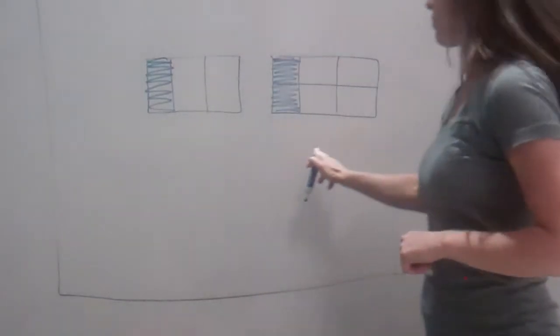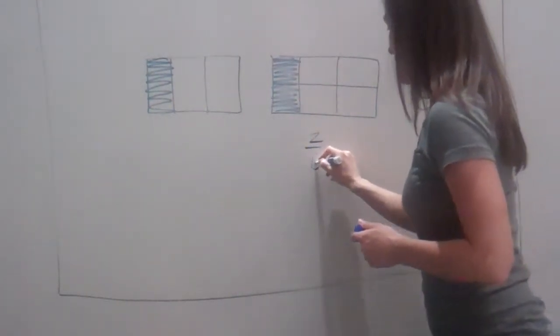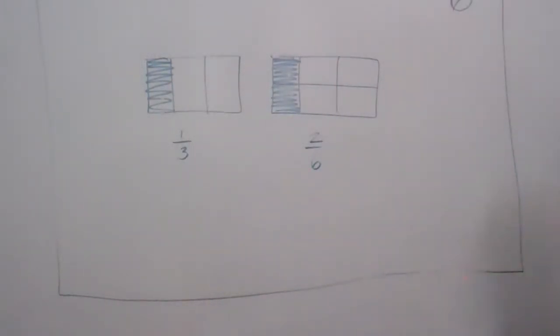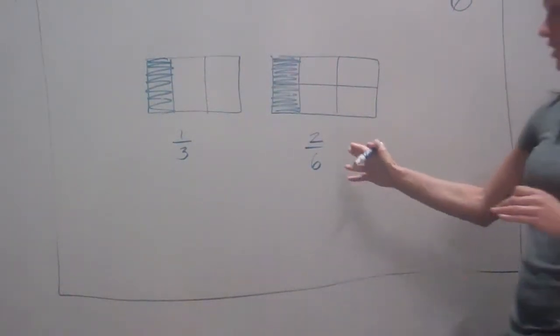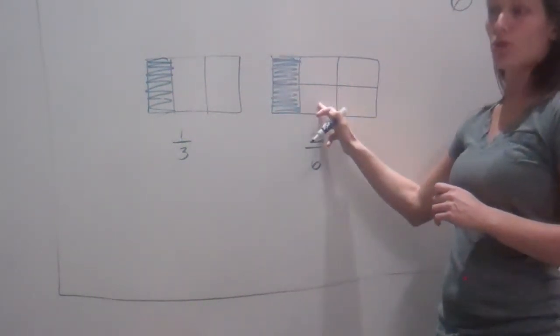How much is this one worth? 2 out of 6. And this one's what? 1/3. 1 out of 3. Okay? So, what I want you to see is that 2/6 is the same as 1/3. I just cut them into smaller squares.